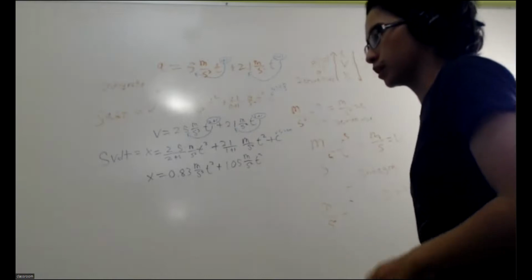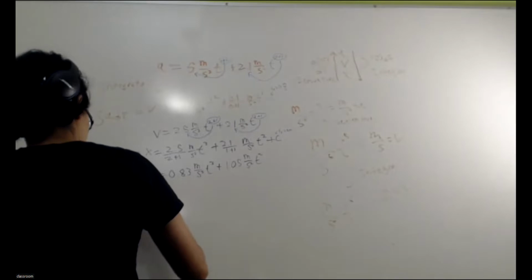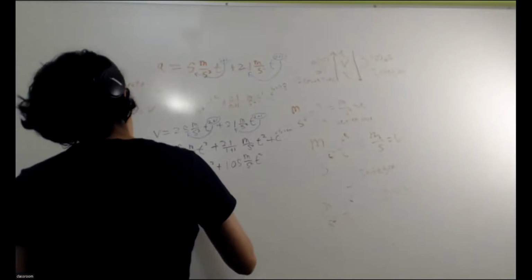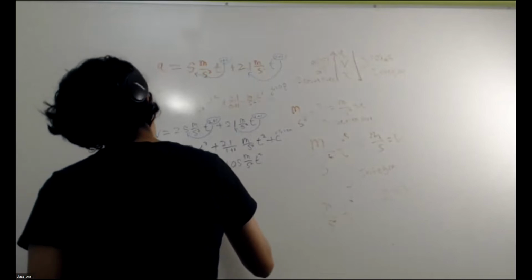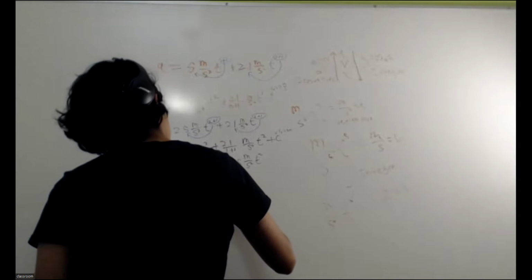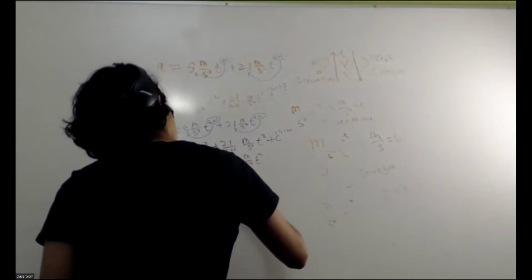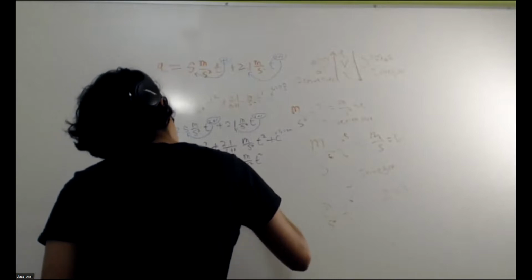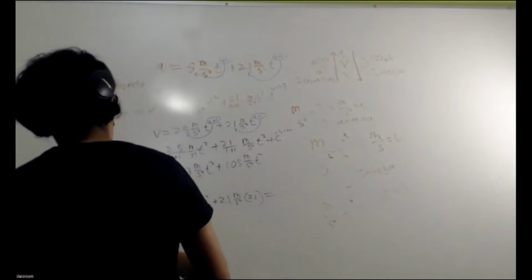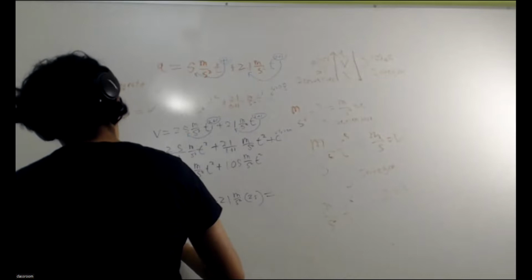And from there, we can plug it in. Because it asks for V of 2, V at 2 seconds, sorry. Once you just plug it in, 2.5 meters per second cubed, 2 seconds squared. That's 2.1 meters per second squared, 2 seconds. And then you solve for x at 2 seconds as well.